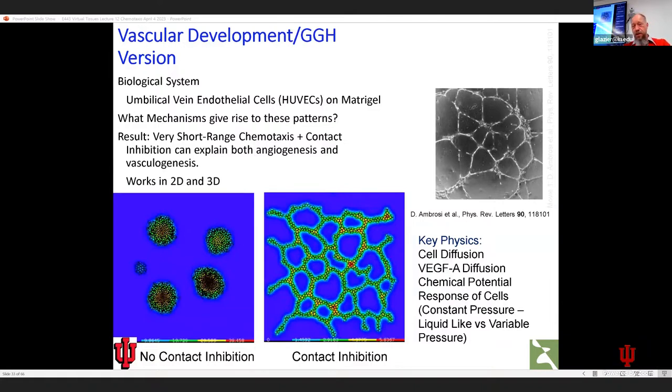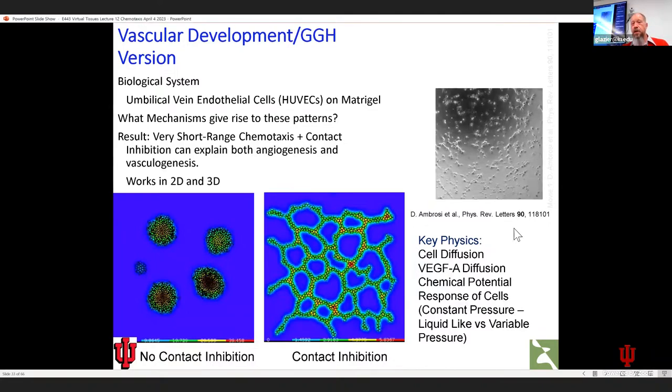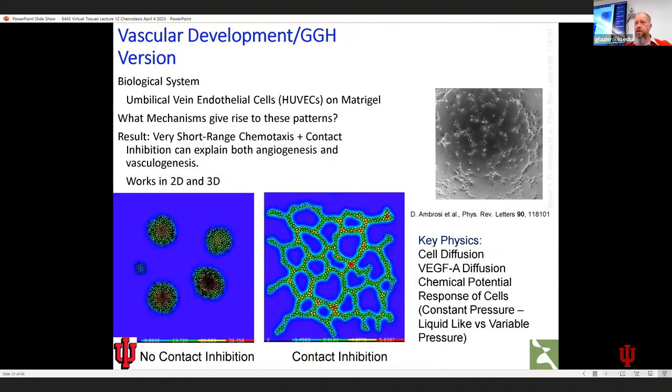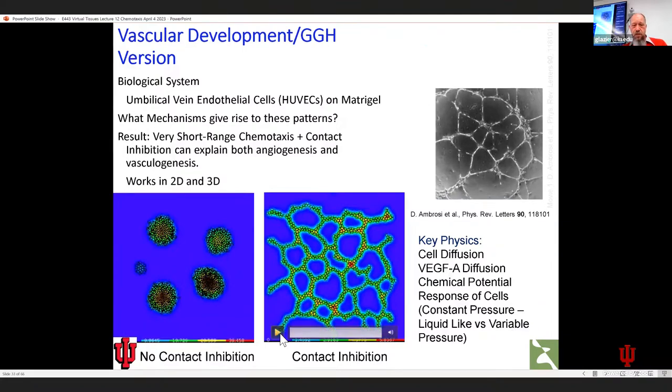And you can culture those in a dish, and they organize in the way you see here on the top right. Initially they're distributed, and then they gradually cluster together and form this pattern. And as time goes on, first they form solid struts, and then they actually reorganize to form tubes. We're not going to model the tube formation here. And here is the simulation.